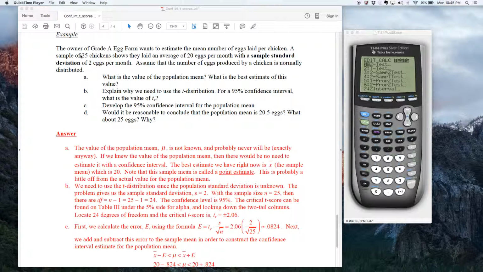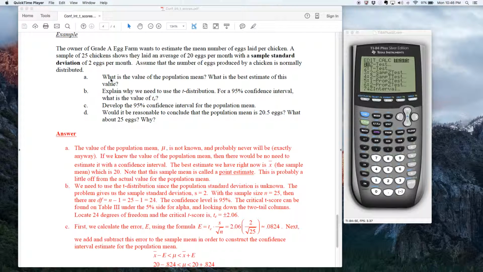So it says a sample of 25 chickens, so there's your n. Now, these 25 chickens laid an average of 20 eggs per month. That's a sample mean, sample average. And here's the key phrase, with a sample standard deviation of 2 eggs per month. In other words, those 25 chickens, those 25 pieces of data, gave me that mean, so that's a sample mean, and gave me this standard deviation of 2. That's a sample standard deviation.